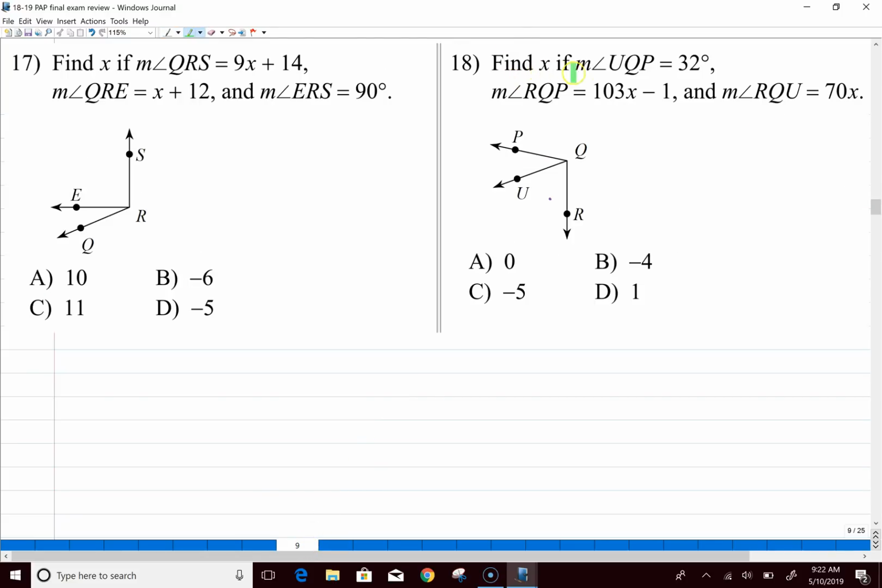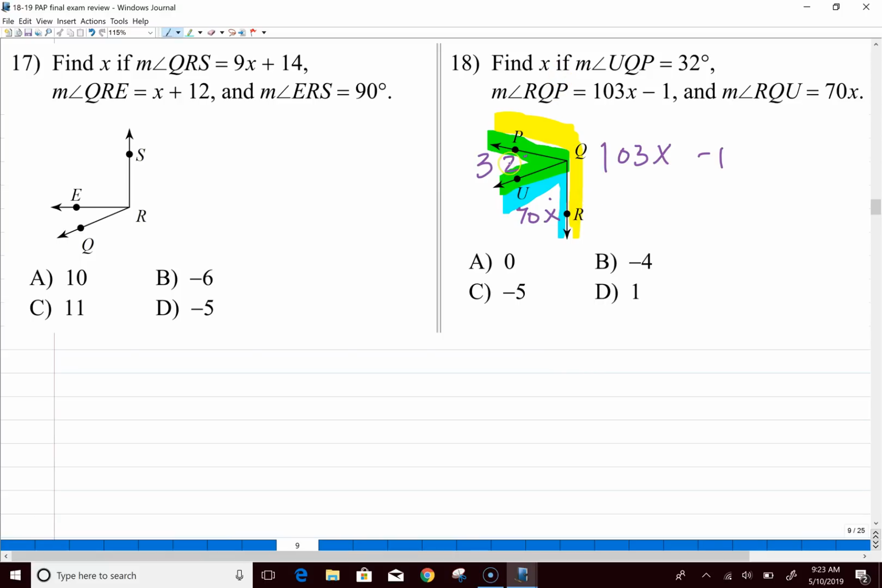All right. Find x if the measure of UQP is 32. UQP. This is 32. RQP. So the whole thing is 103x minus 1. RQU. So this one right here is 70x. Find the measure of x.